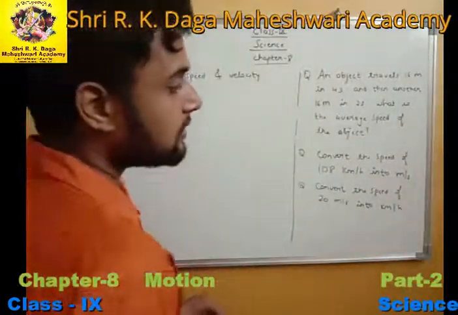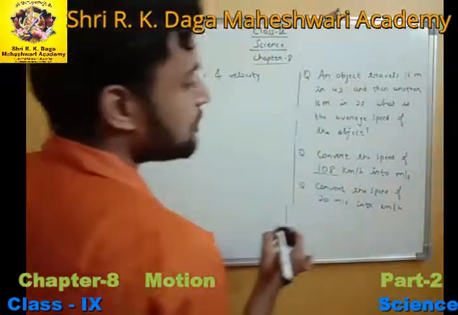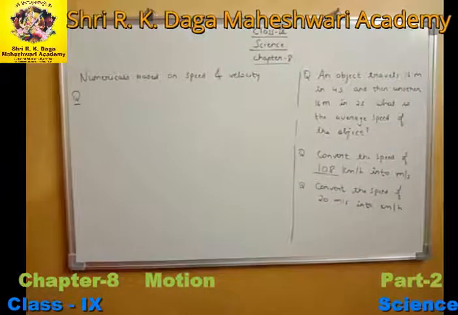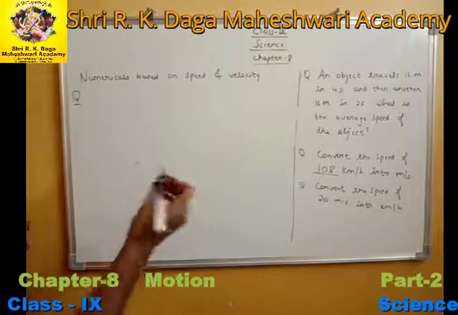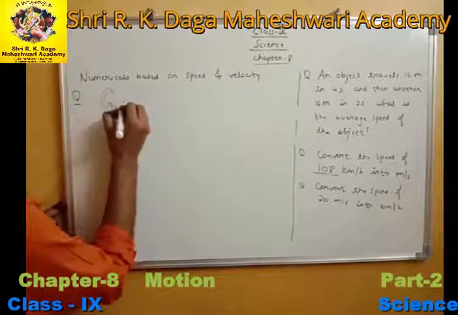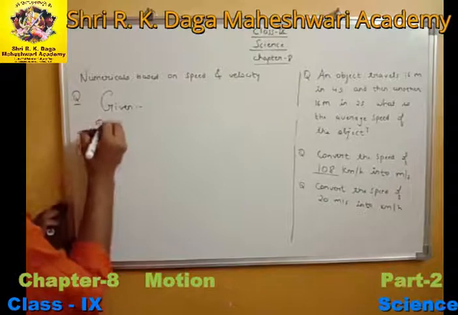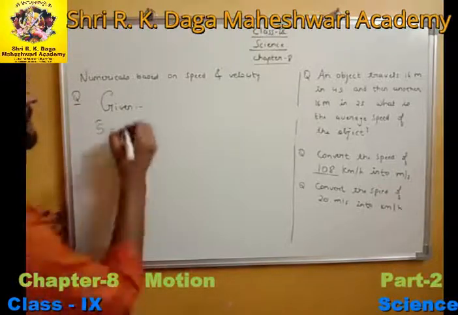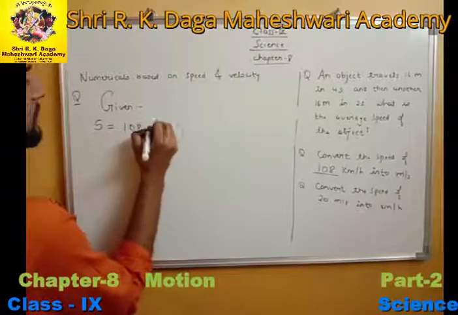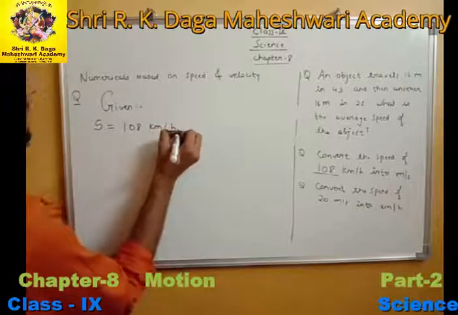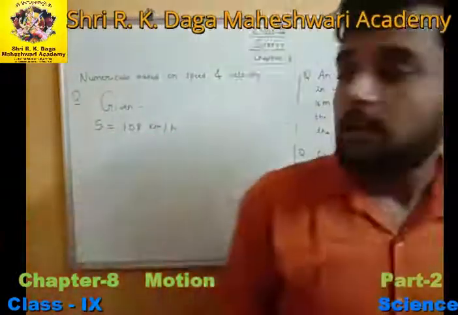Now proceeding ahead, we will solve the second question, which states that we have to convert the speed of 108 kilometer per hour into meter per second. Okay, so what are the things given to us? It is given to us that the speed of the object is 108 kilometer per hour, right?